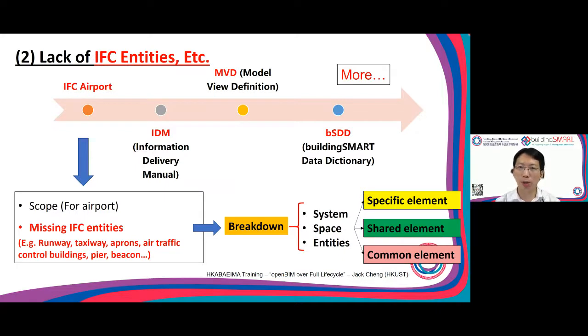Second challenge, I will talk about 4 challenges. Second challenge is the IFC entities. IFC has been developed for more than 2 decades, and it's quite mature for buildings. But for infrastructure, like airports, they have mentioned that it's not comprehensive. Particularly, there are some missing IFC entities. They don't have, like, the taxiway, the apron, etc. in the IFC data model.